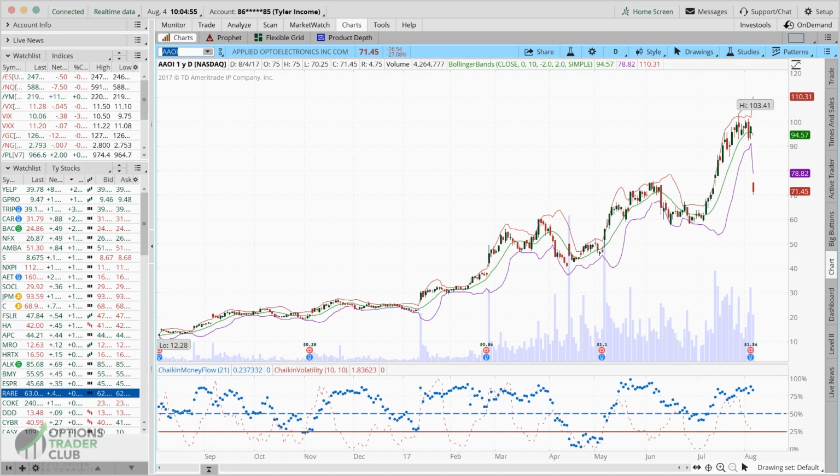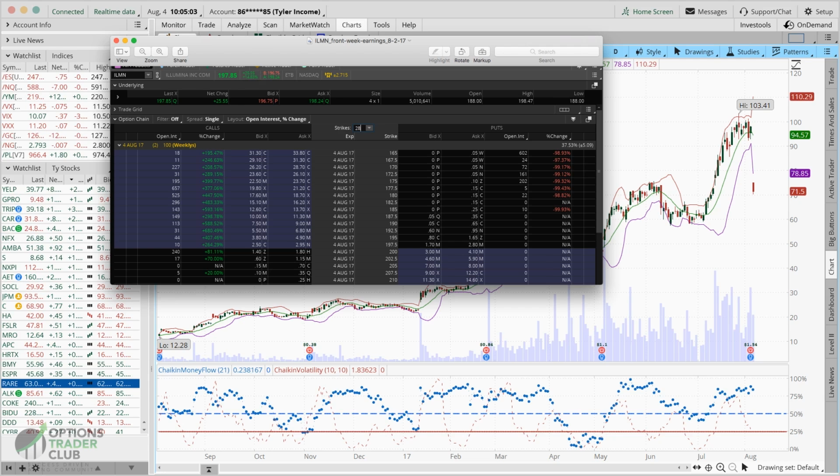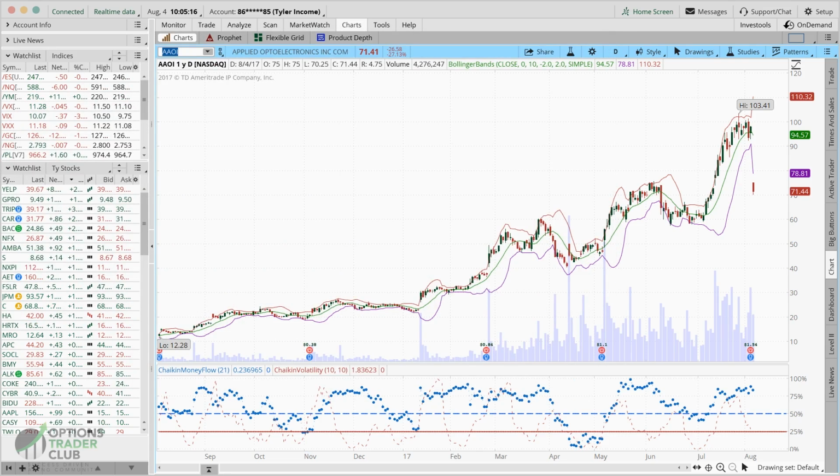How about another one? How about Illumina? Missed this one too. The front week, 400, 500, 600% move, 14.5%. Those were the weeklies, the front week. The monthlies still, 2, 3, 4, upwards of 500%. They're happening every earnings cycle. You just have to be prepared.